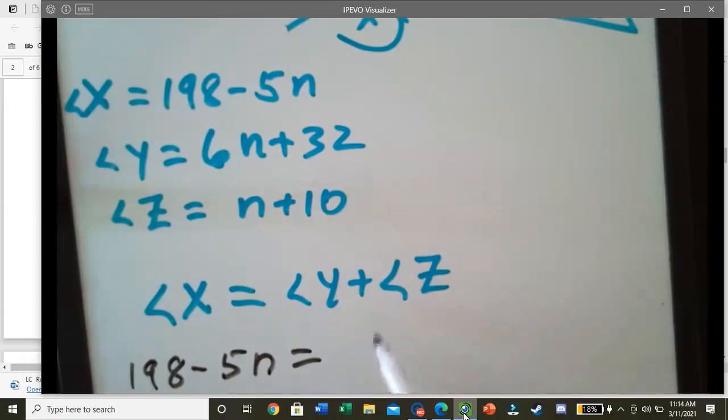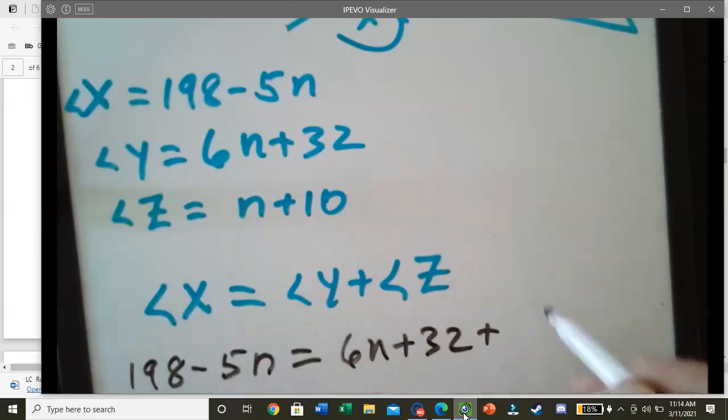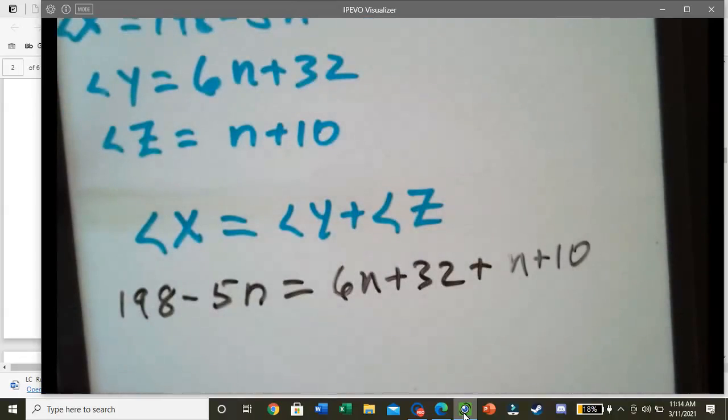6n plus 32, plus angle Z would be n plus 10. Okay? So now what do we do? Yeah, combine like terms on the right side. So we leave the left side, just let it ride for right now.